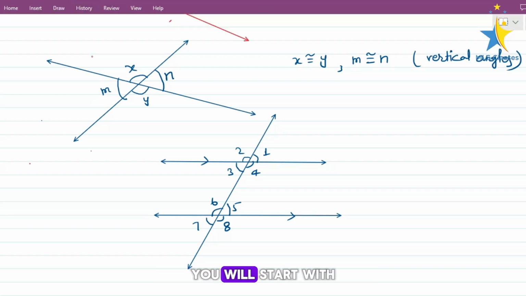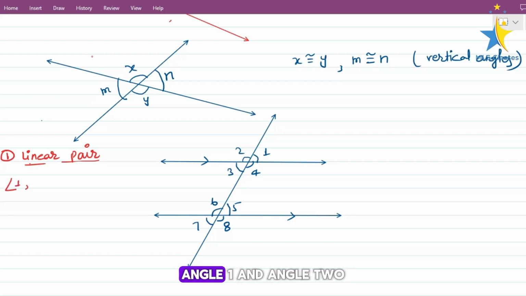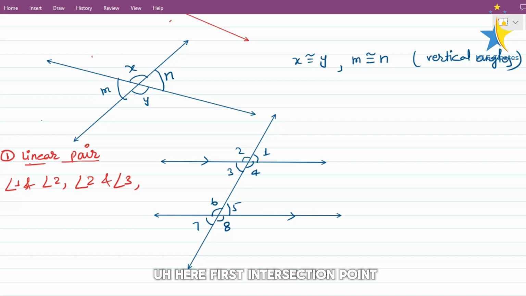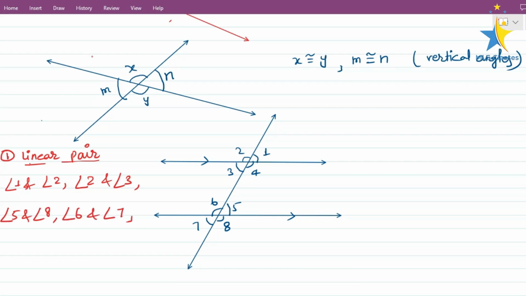We will start with linear pair angles. As you can see, how many linear pairs are there? I won't count the exact number, I'm just giving examples. Angle 1 and angle 2, angle 2 and angle 3, similarly angle 3 and 4, 4 and 1. There are 4 pairs at the first intersection point, and 4 pairs at the second intersection point as well. So angle 5 and angle 8, angle 6 and angle 7, angle 5 and angle 6. These are linear pair angles.